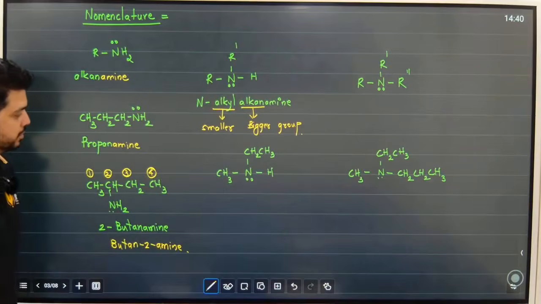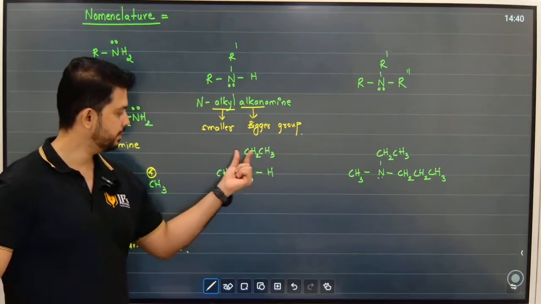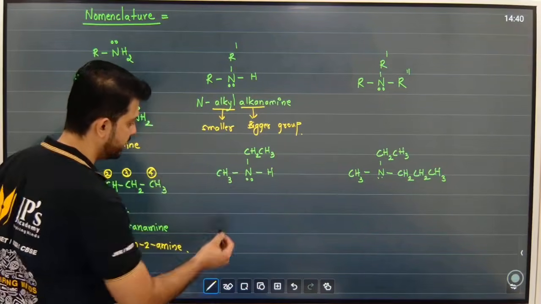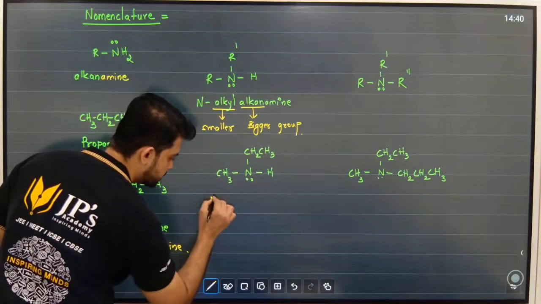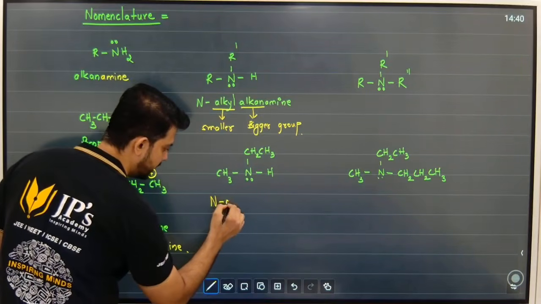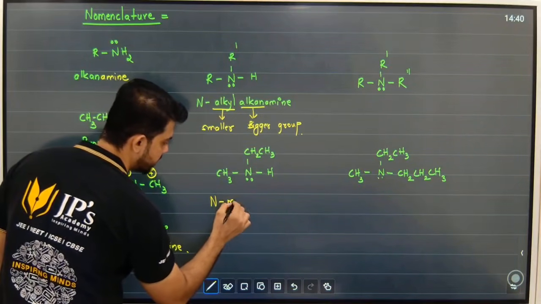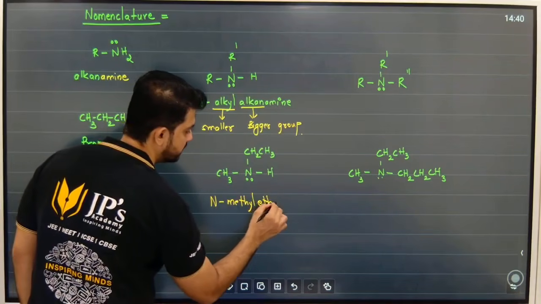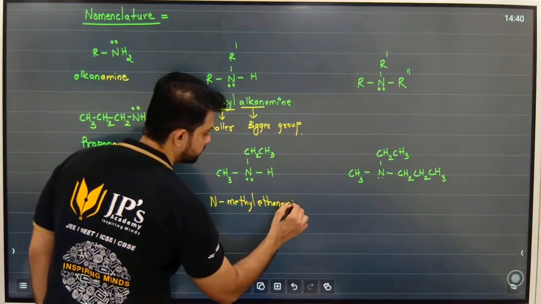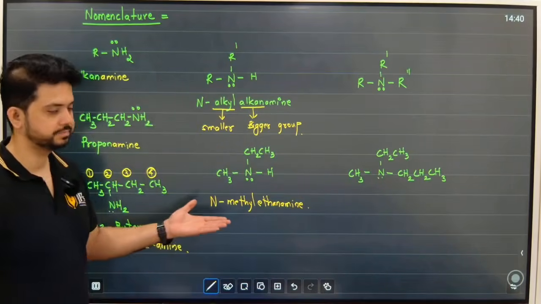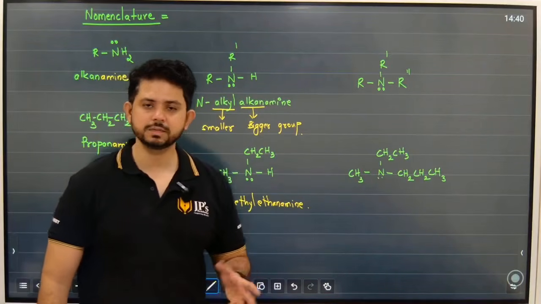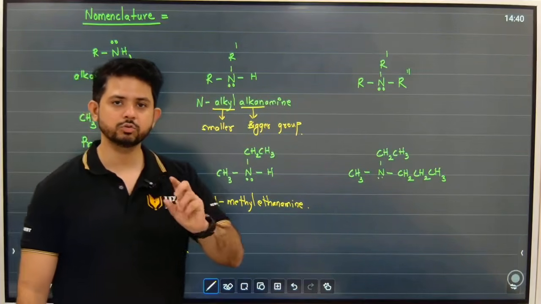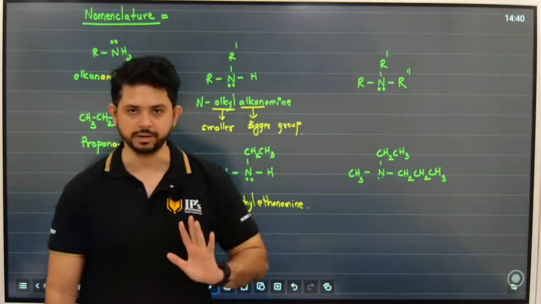So let's take an example over here. On nitrogen we have two alkyl groups. One is the smaller group, the other one is the bigger group. I will look at the smaller group. The smaller group attached to N is methyl, so I'll write the nomenclature as N-methyl. The bigger group has 2 carbons, ethanamine. Had both the groups been similar, it would be N-alkyl amine. For example, if both groups were ethyl, then N-ethyl ethanamine.